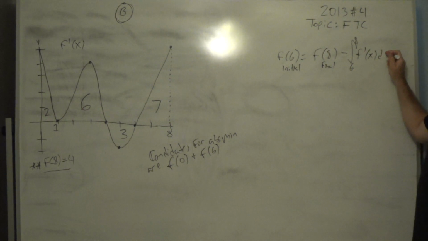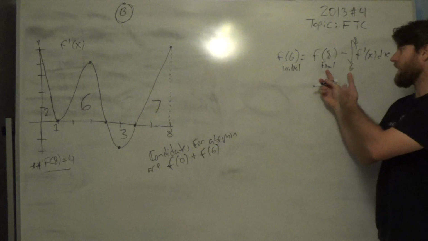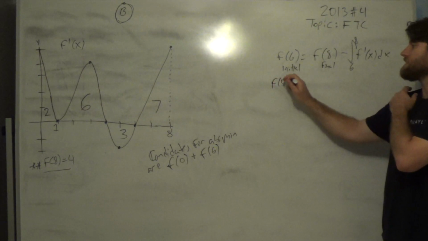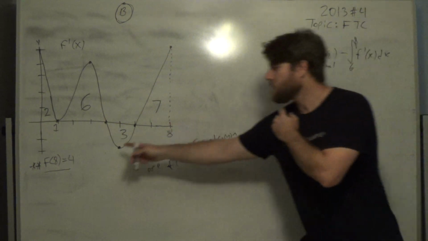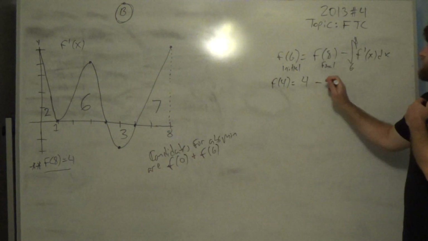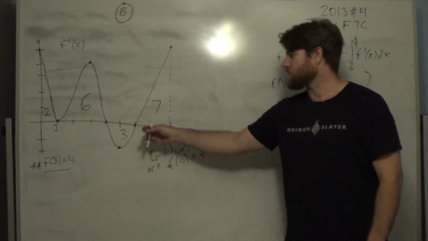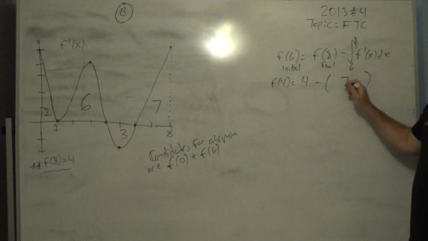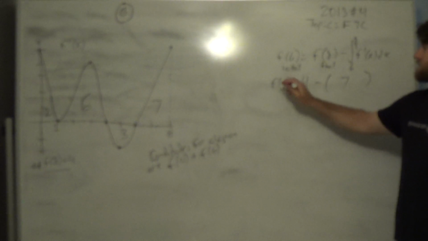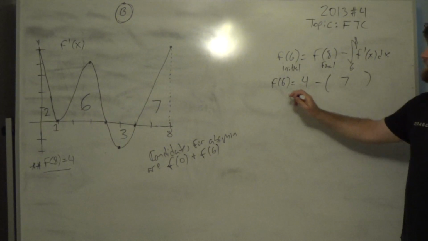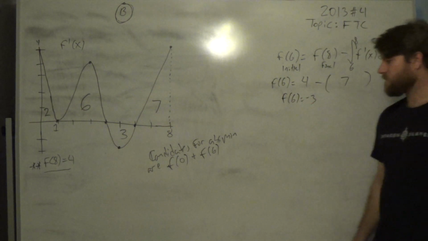So what I want to do is, again, initial position, because I'm working backwards, I have my final position. So my final position is 4, f of 8 is 4, minus the area from 6 to 8. Well, the area from 6 to 8 is 7. So 4 minus, wow, why did I change that? It's supposed to be a 6 still, sorry. So 4 minus 7 is negative 3. F of 6 is negative 3.